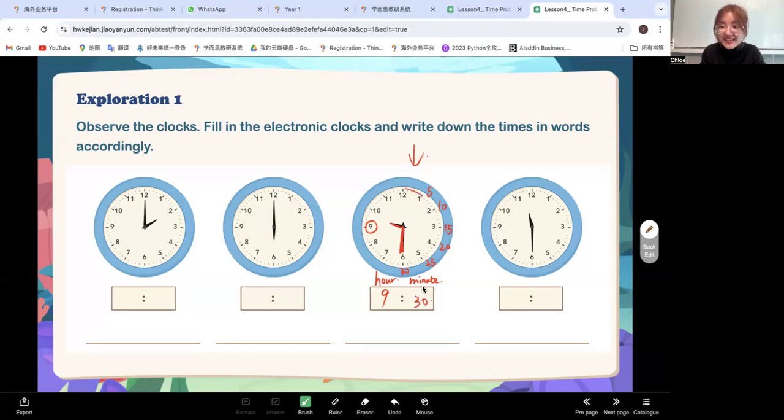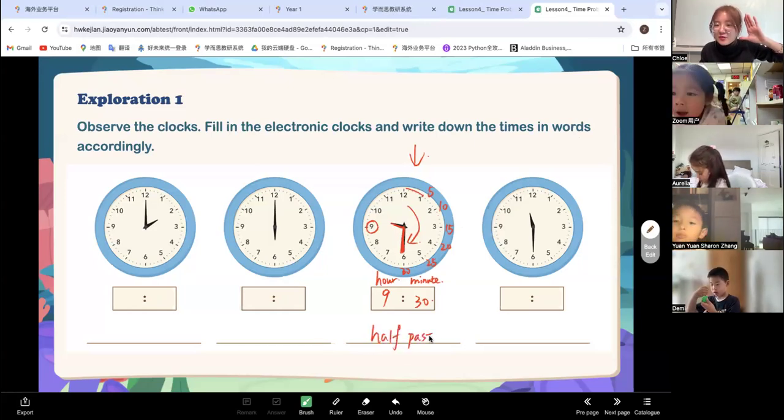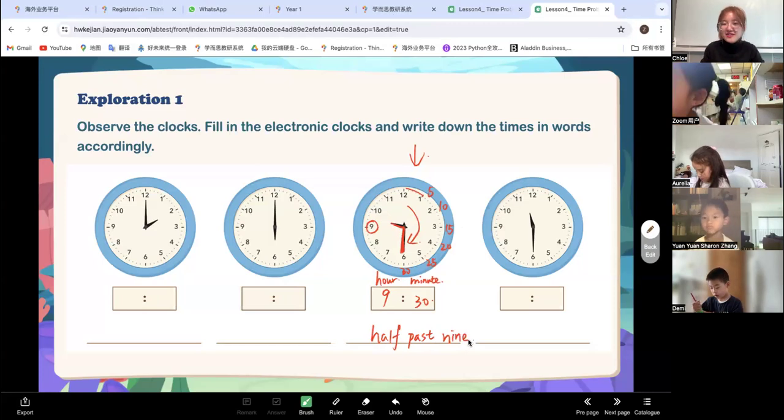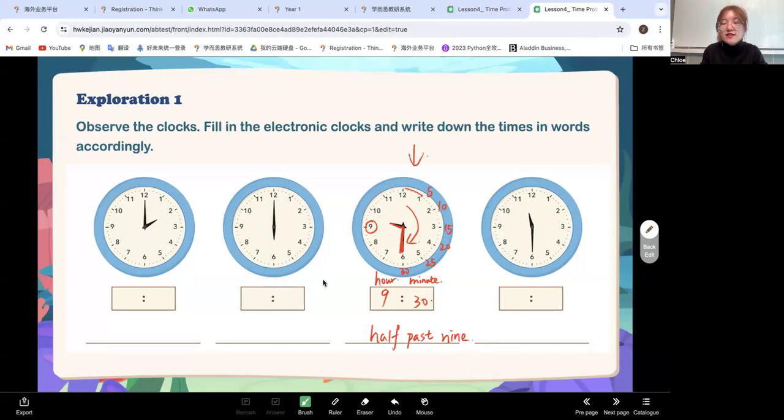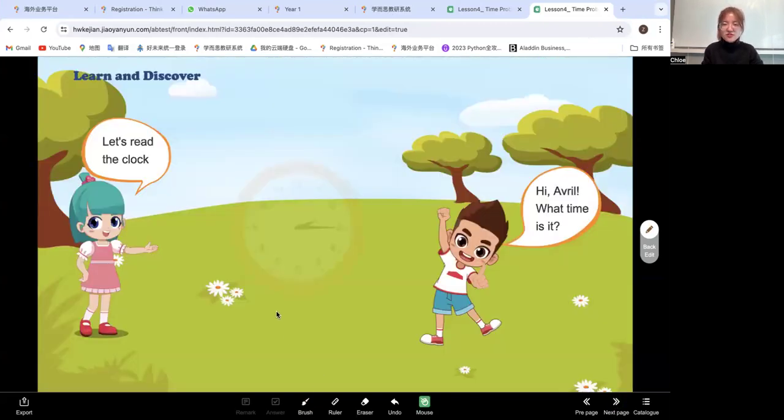But how can we read it, everyone? We will read it as half. Tell me. 3, 2, 1, half past. Everyone, where's the voice? Half past 9. Very well done. Perfect. Okay, so observe the hour hand and the minute hand one by one. Great, everyone. Perfect. Now let's take a look at this clock, okay?